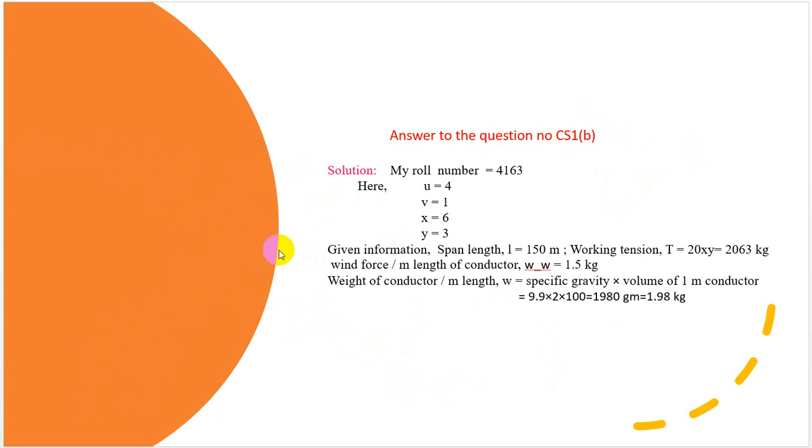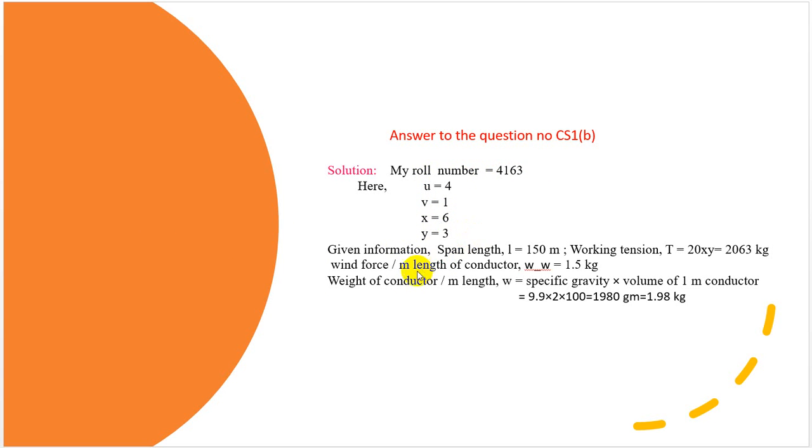From the question, I see that the tension in the conductor is 20xy kg, and xy is a variable which depends on my university roll number. That's why firstly I have to set my university roll number in the answer sheet. So my roll number is 4163. UVXY equals 4163, UVXY equals my roll number. That means U equals 4, V equals 1, X equals 6, Y equals 3.